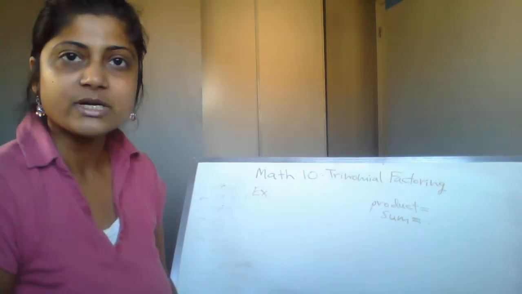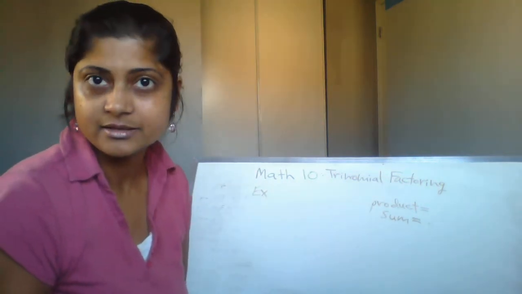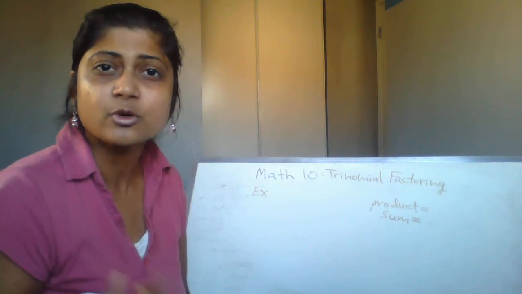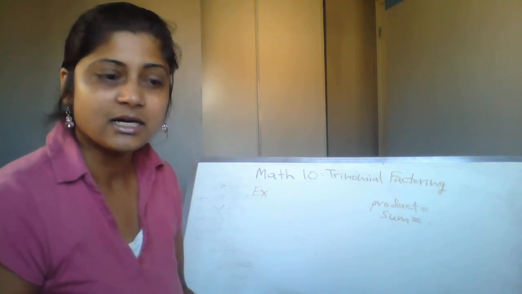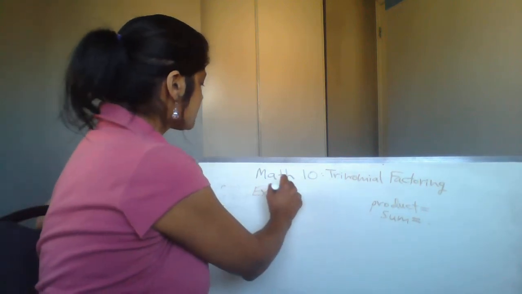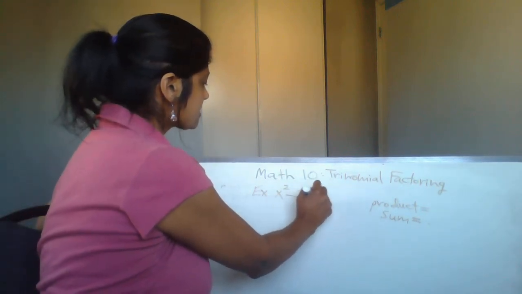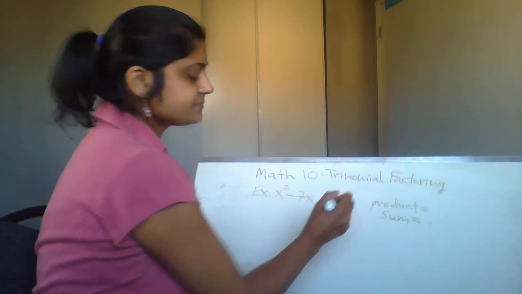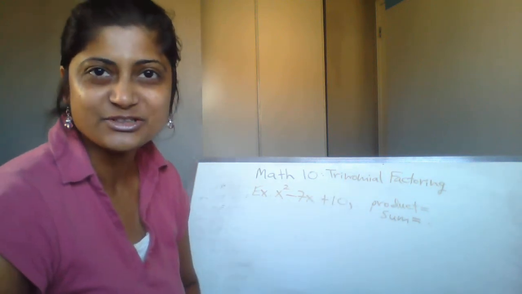Again, always write down the product and sum on the side. That way you can still show your work and the teacher can see what your thinking process is. So let's try this one. This is x squared minus 7x plus 10.